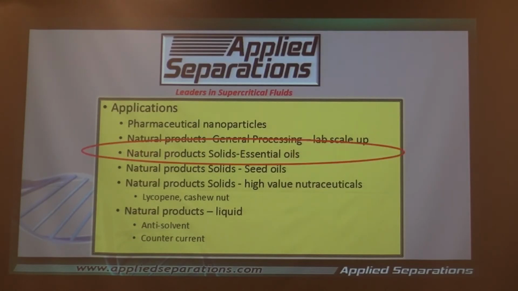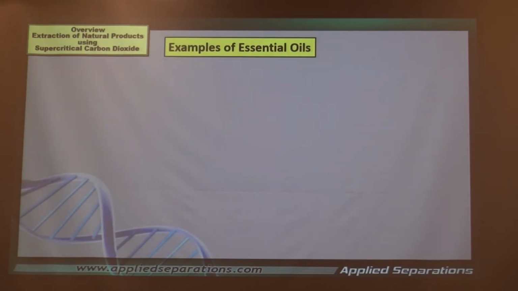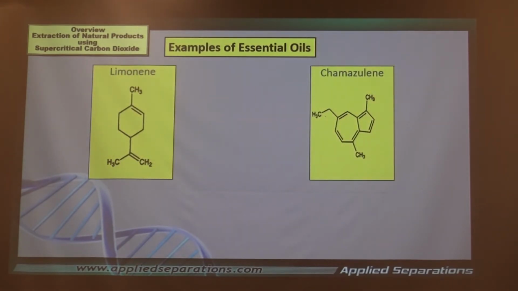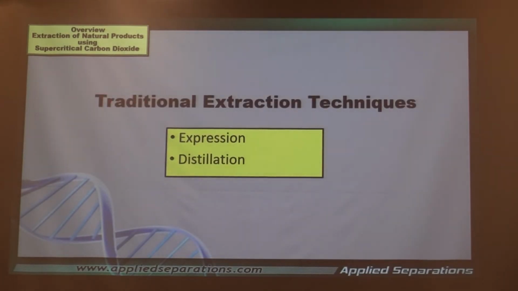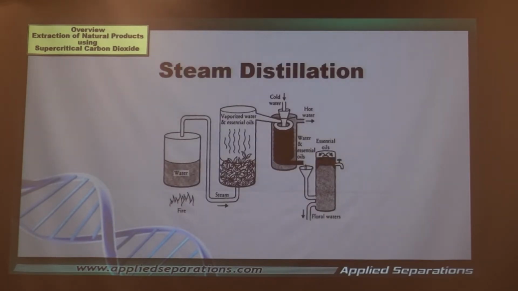Okay, all right, I'm going to talk about essential oils here. A couple of examples of essential oils are limonene, chamazulene, and citral. There are hundreds of essential oils, as you all know. Normally, you can squeeze them out by expression, which is what you normally see a lot of, or by steam distillation or a solvent distillation. Most often, steam distillation is used to extract essential oils. This is probably the most common way of doing it.